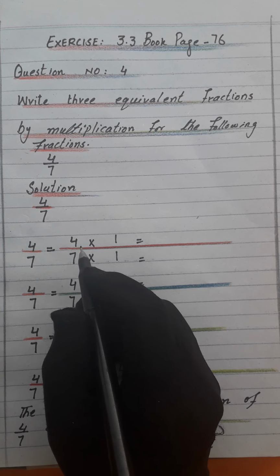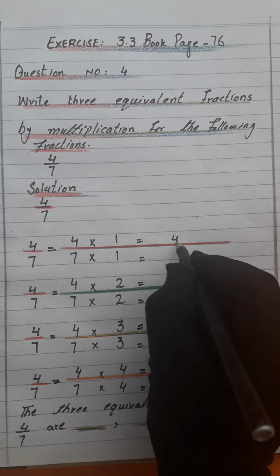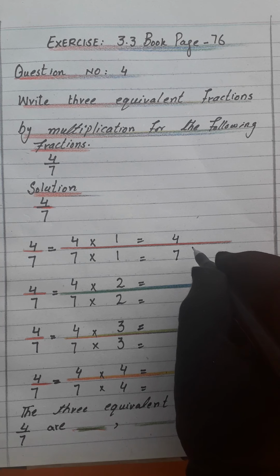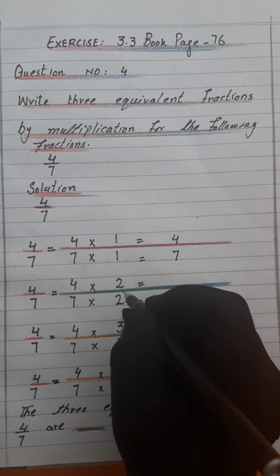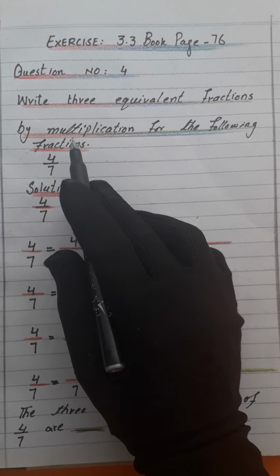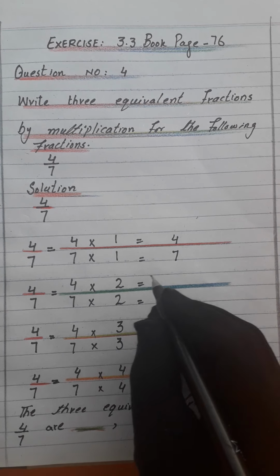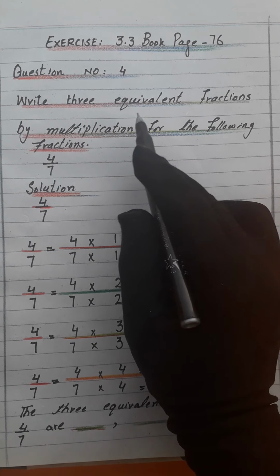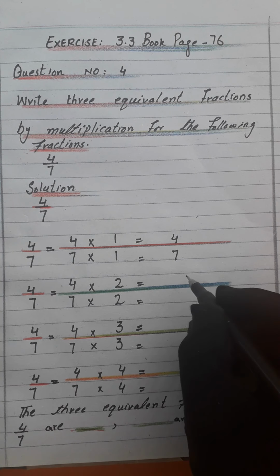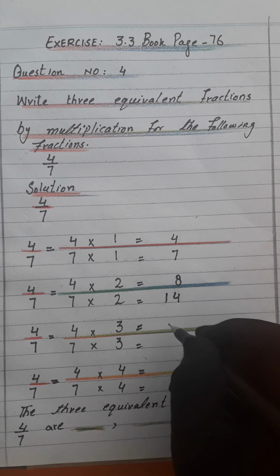4 over 7. You just multiply with 1. You get 4 1s are 4, 7 1s are 7. This is the first step. Now we multiply the numerator and denominator with the same numbers because we find the equivalent fraction through the multiplication method. Clear? So now we need 3 equivalent fractions. Okay, we move to the next one. So 4 2s are 8 and 7 2s are 14. Clear?